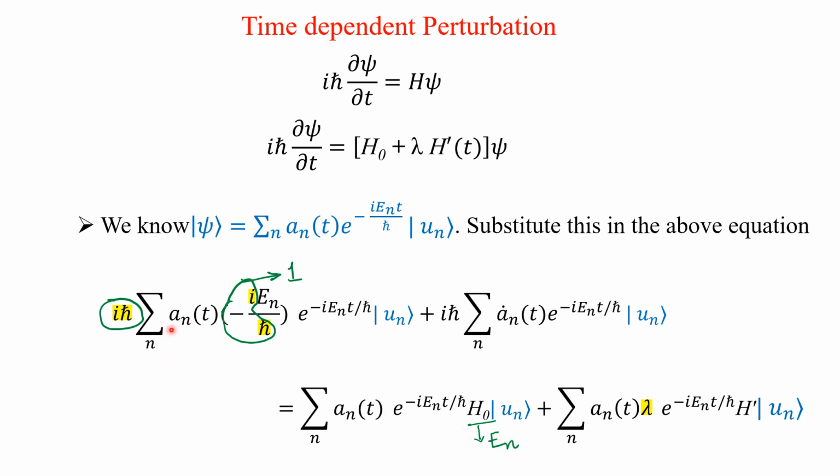Now you compare the first term of the right hand side and the first term of the left hand side. If you compare the left hand side and right hand side first terms, both are exactly identical. So both will get cancelled with each other. Now you have only the second term, the second term of the left hand side and the second term of the right hand side.